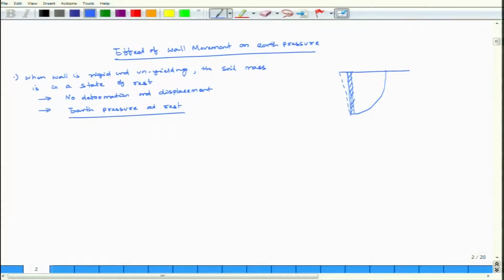This is one. So, there is a wall here. If I say this is my wall, the wall is moving away from the fill. This is the fill. This is the wall, the wall is moving away from the fill. So, in that case it is called the active state, I wrote it PA.